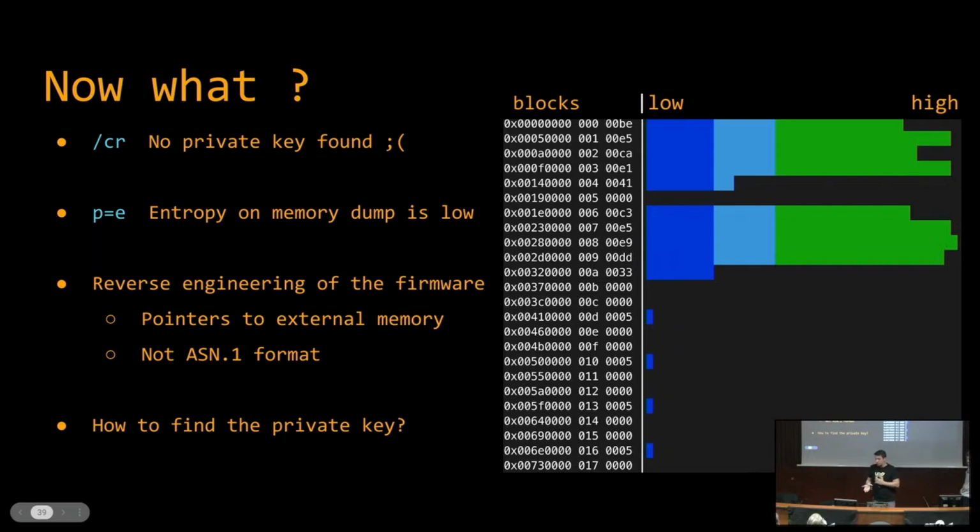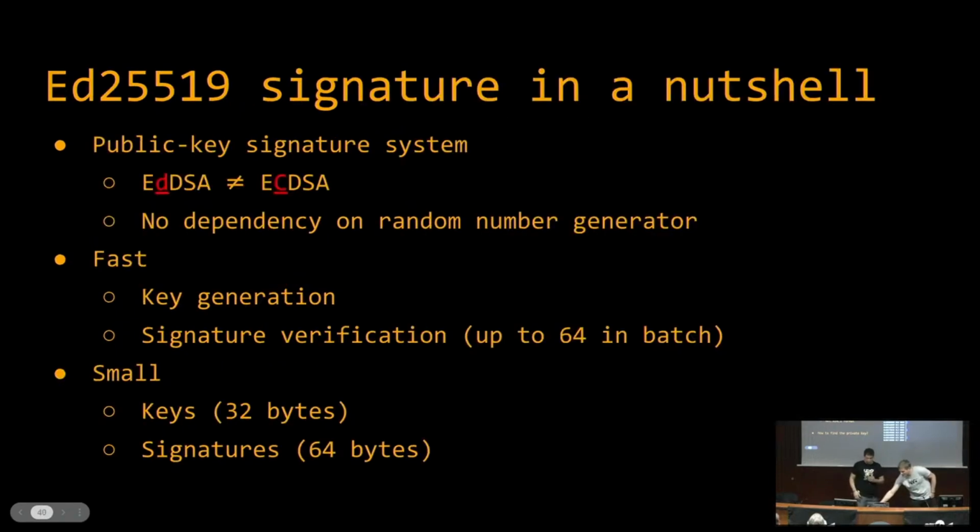So, okay, then I went back to my firmware and started to reverse engineer it. I saw some pointers to the external memory, but still, I was wondering why I could not find the private key with /cr. So I turned to my friend Sylvain and asked him, how can I find the private key easily?